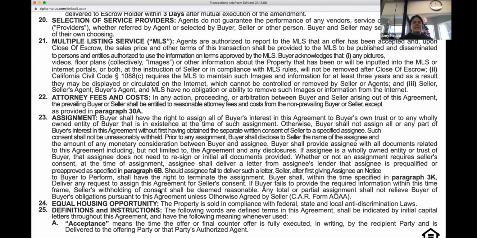California Civil Code 1088 requires the MLS to maintain such images and information for at least 3 years, and as a result, they may be displayed or circulated on the internet, which cannot be controlled or removed by seller or agents, and seller, seller's agent, buyer's agent, and MLS have no obligation or the ability to remove such images or information from the internet. People really ask about that too.